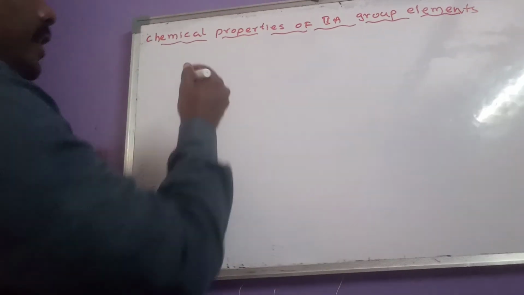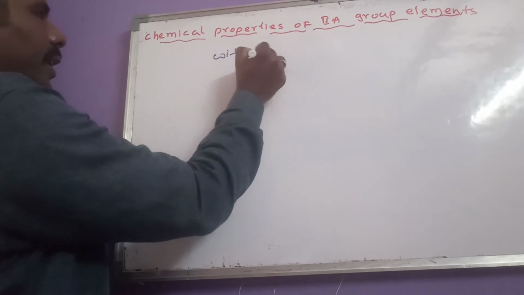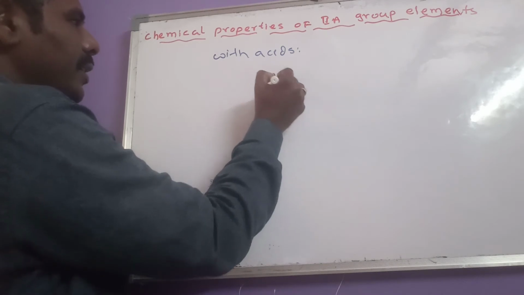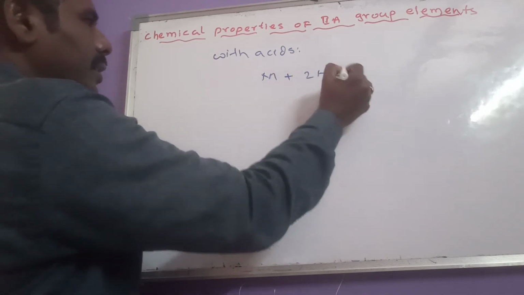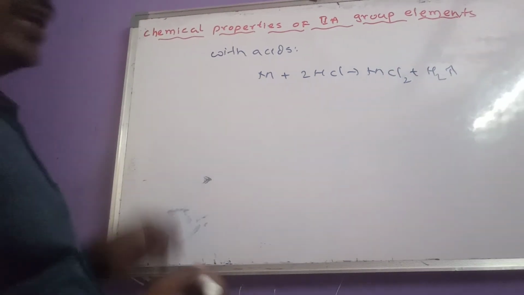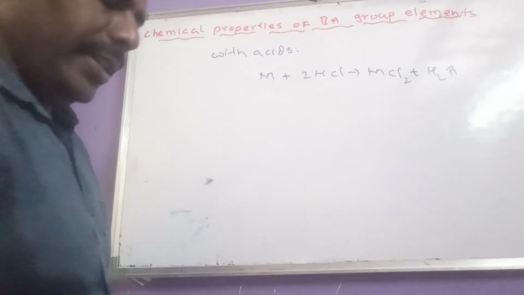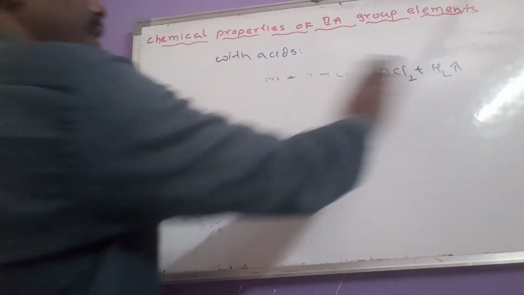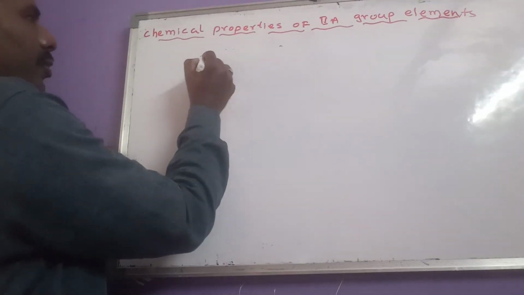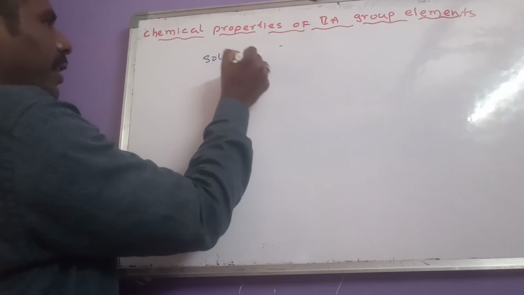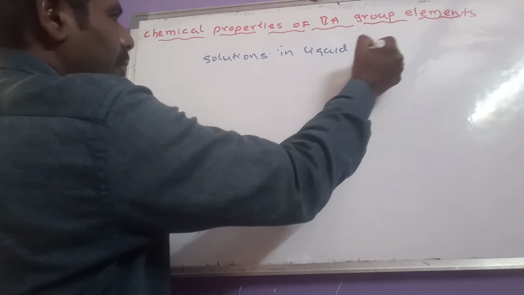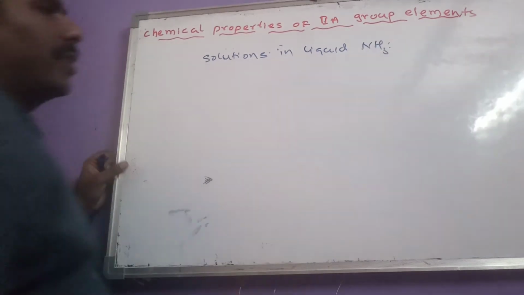Next, reactivity with acids. Let us see what gas is liberated with acid. Alkaline earth metals react with acids and liberate hydrogen gas. Then, what is another one here? Solutions in liquid ammonia.